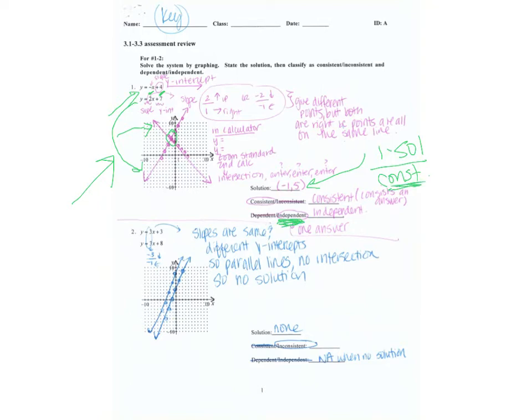When you graph the next one, you get parallel lines. Solutions are where things run into one another. Parallel lines never touch, therefore there's no solution. Then we say inconsistent. You don't say dependent or independent. You just say inconsistent, there's no answer.